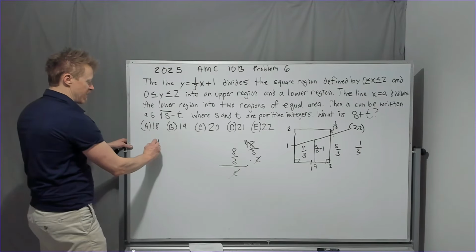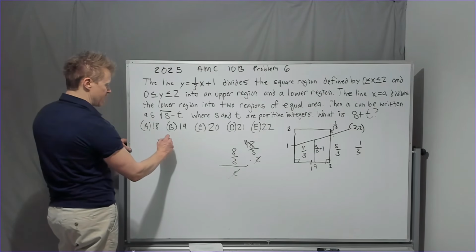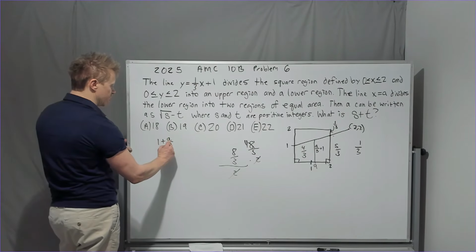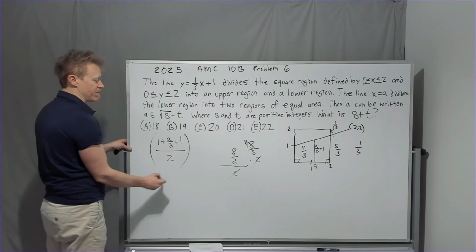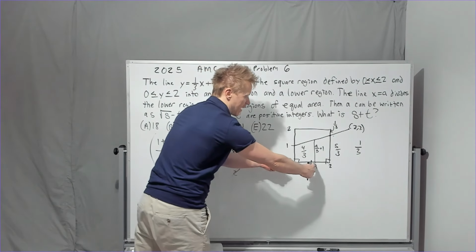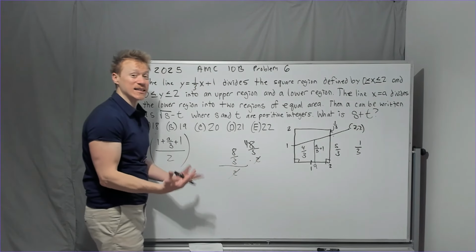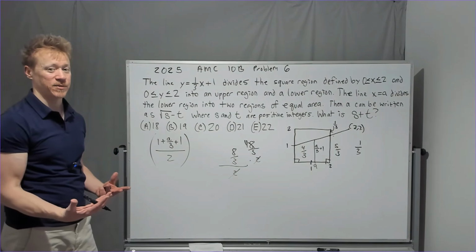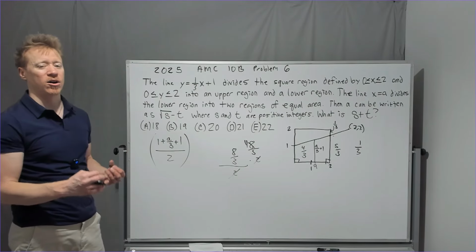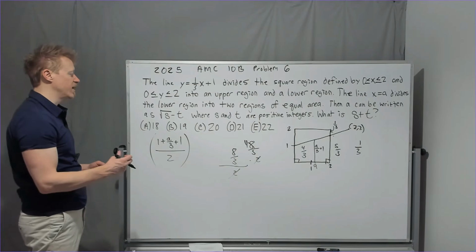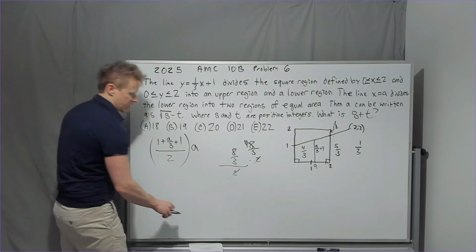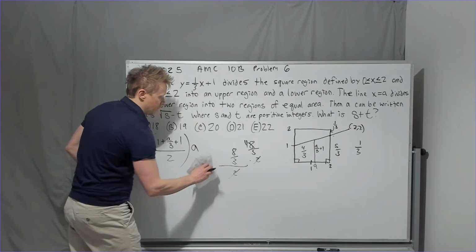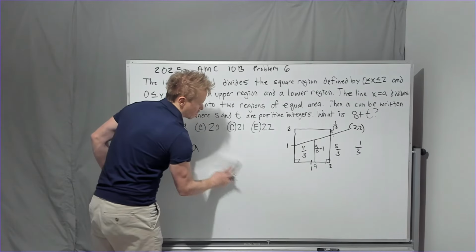So the average of my bases is (1 + a/3 + 1)/2. That is the average of my bases. What is my height? My height is a. A is the distance from the y-axis because it's an x-coordinate, and the absolute value of an x-coordinate is a distance from the y-axis, as we just discussed. So I'm going to put that here. That is the area of your trapezoid.